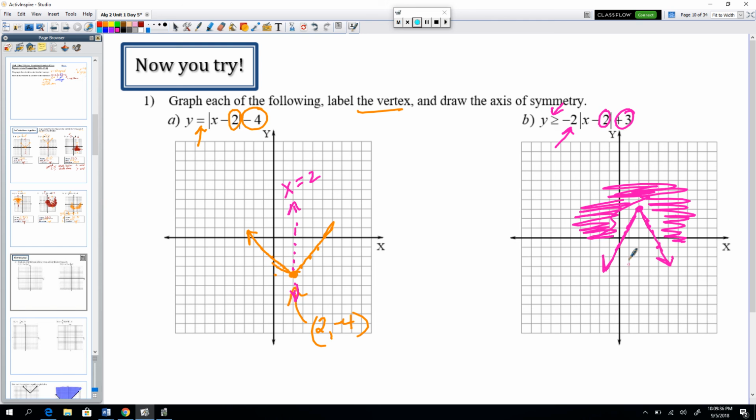Labeling the vertex, I can just point to it and say the vertex is sitting at 2, comma 3. And if I want to draw the axis of symmetry, I would draw this vertical line right here of x equals 2.